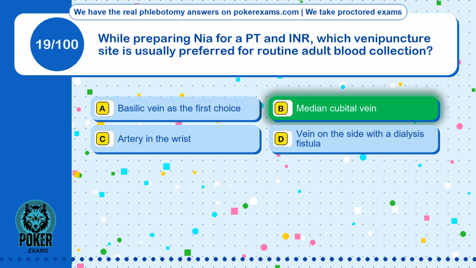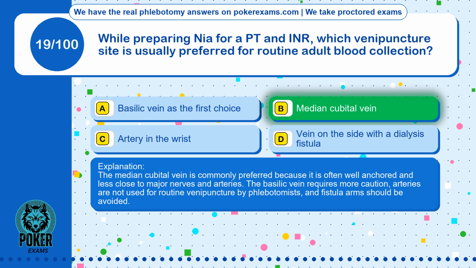The correct answer is option B. Median cubital vein. The median cubital vein is commonly preferred because it is often well anchored and less close to major nerves and arteries. The basilic vein requires more caution, arteries are not used for routine venipuncture by phlebotomists, and fistula arms should be avoided.